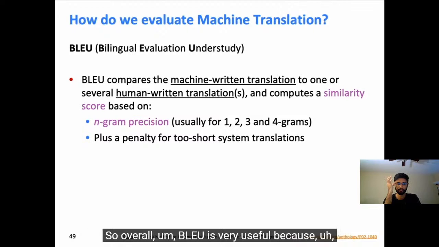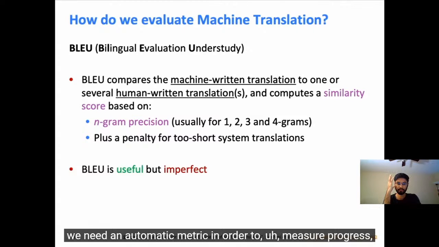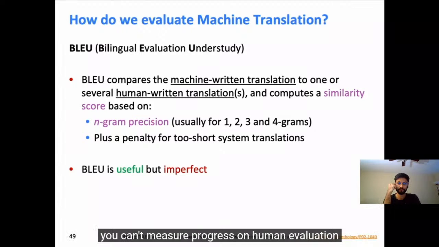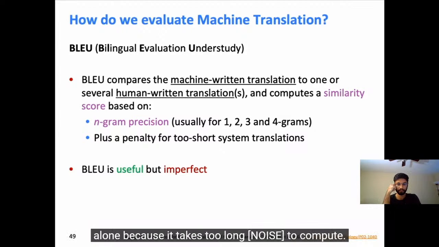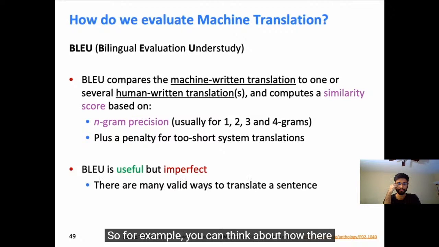Overall, BLEU is very useful because we need an automatic metric in order to measure progress. You can't measure progress on human evaluation alone because it takes too long to compute. But of course, it's pretty imperfect. For example, you can think about how there are many valid ways to translate a sentence.